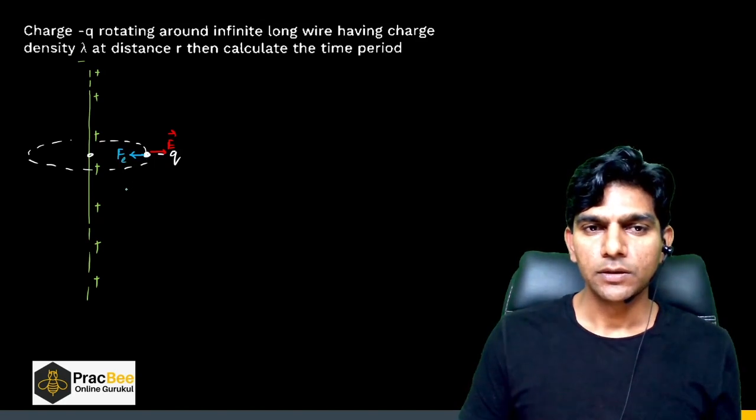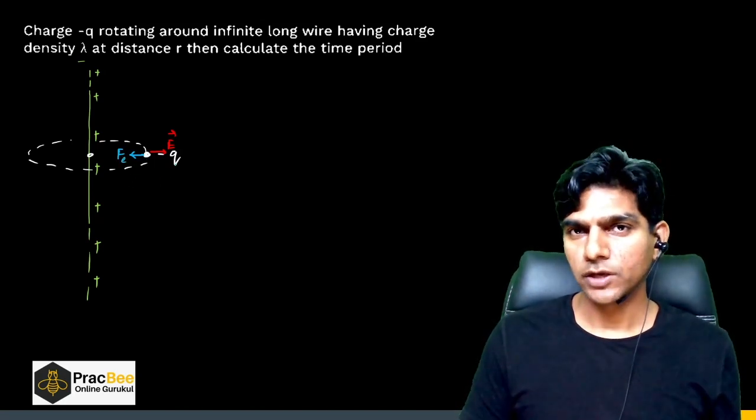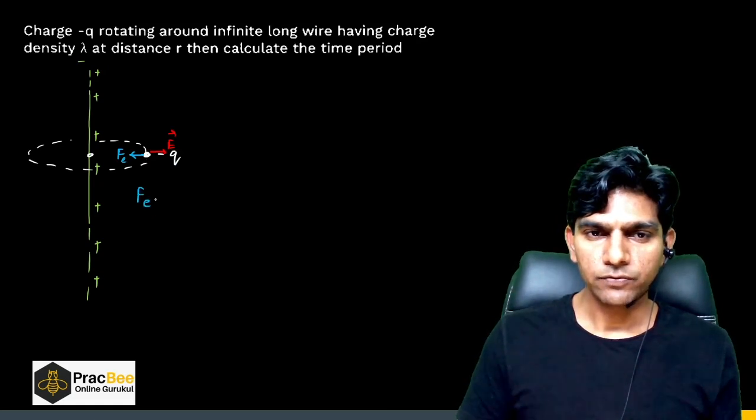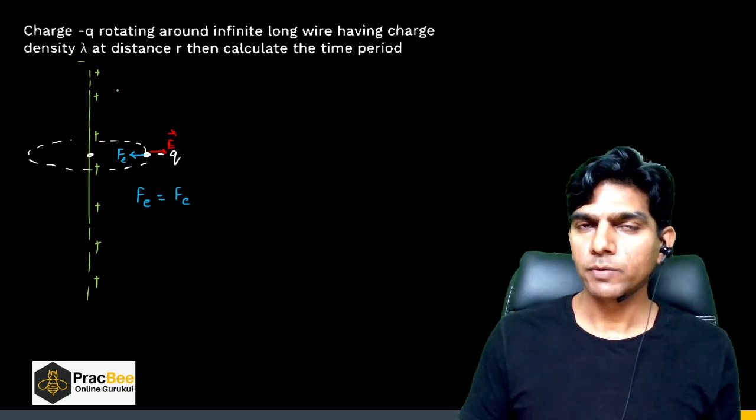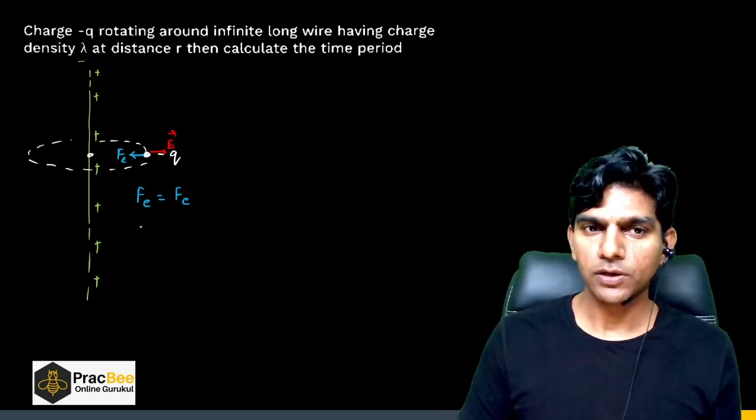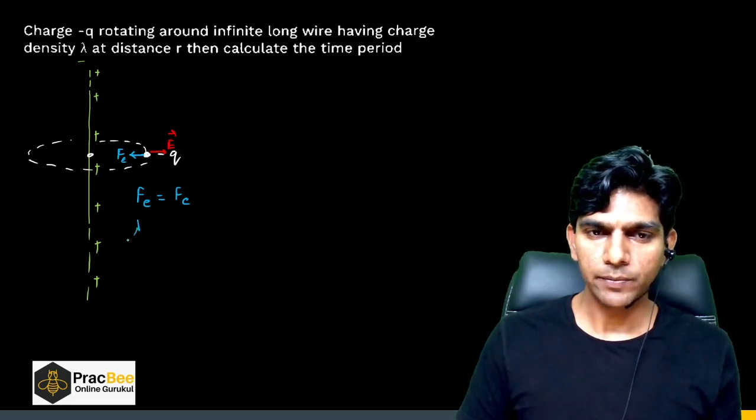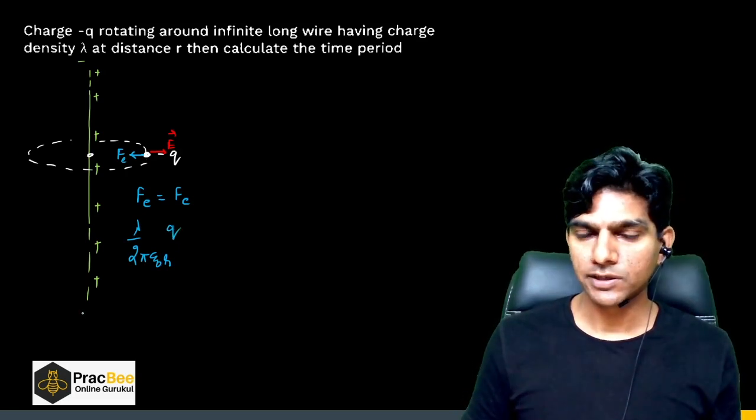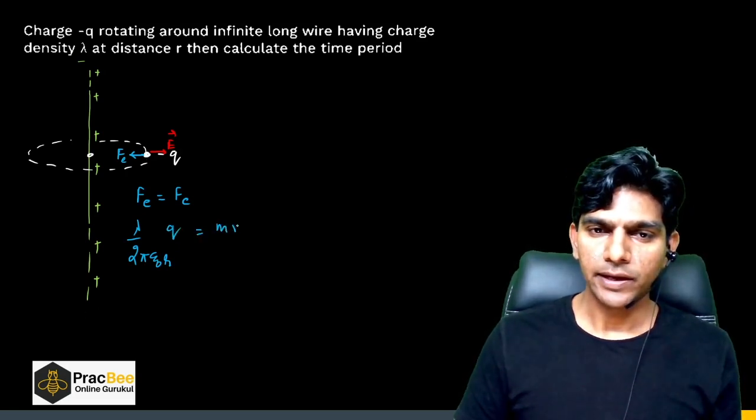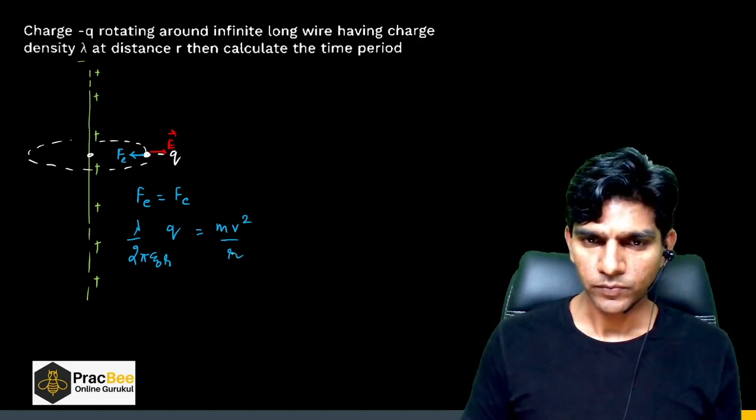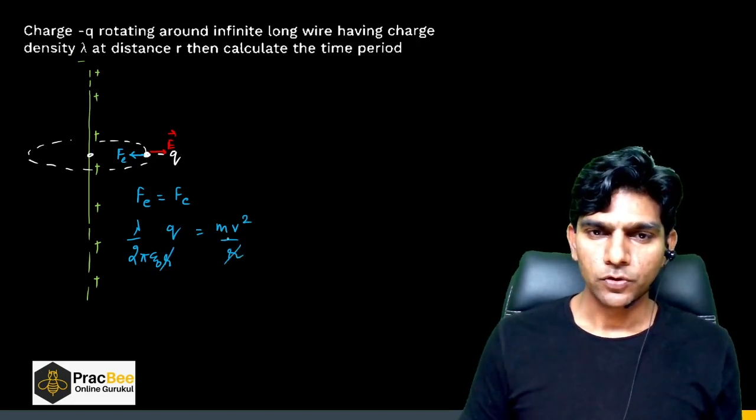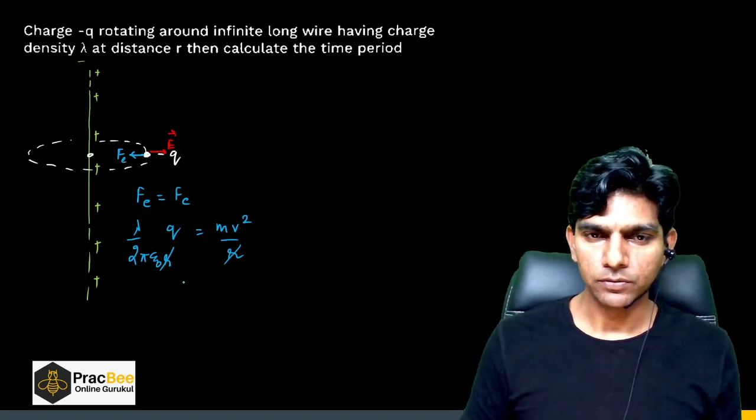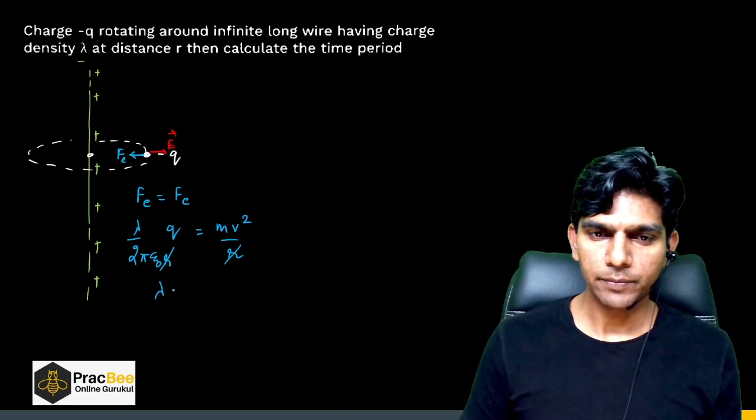Now this force will provide the centripetal acceleration to this charged particle to move in a circular path. So this Fe is equal to the centripetal force. I can say the electric field by a line charge is lambda upon 2 pi epsilon naught r, where r is the radius of this circle. So lambda upon 2 pi epsilon naught r times the charge will be the force experienced by the charge, and this will be equal to mv square by r. So this r will get cancelled out. So from here we can find the speed of the negatively charged particle. That will be the square root of lambda q upon 2 pi epsilon naught times m.